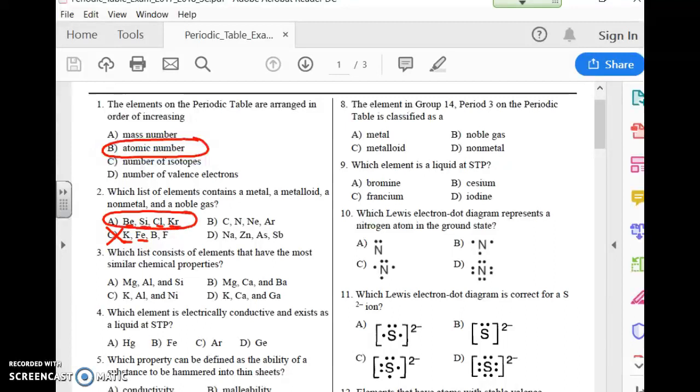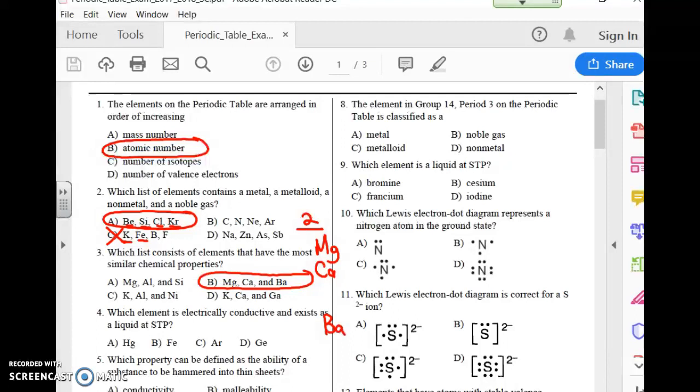Number three, which list consists of elements that have the most similar chemical properties? Remember, same group, same number of valence electrons, similar properties. These are all in group 2, with magnesium, above calcium, and a bit farther down we have barium.